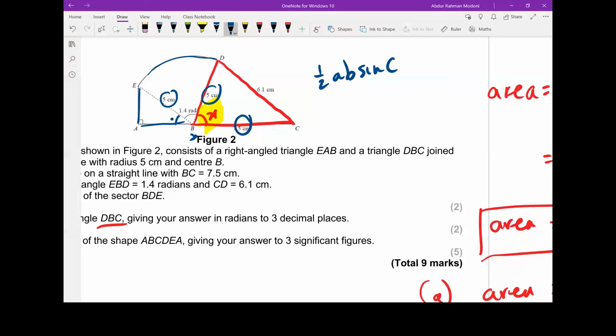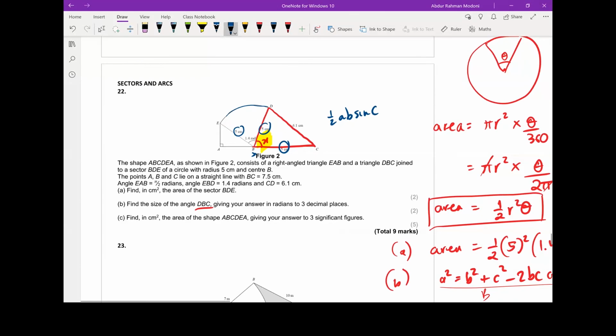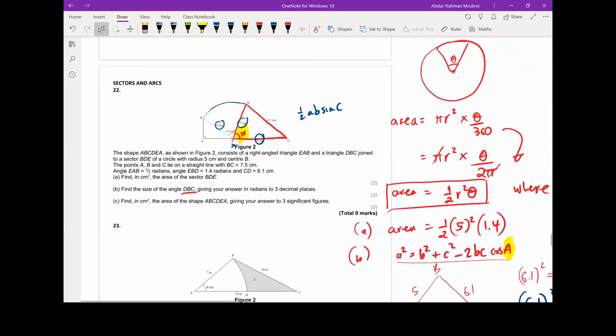Okay, so it's all kind of trigonometry here: triangles, right angles, sectors. But you've just got to be very careful with your working out. But it's a nice number of marks to get for this particular question.